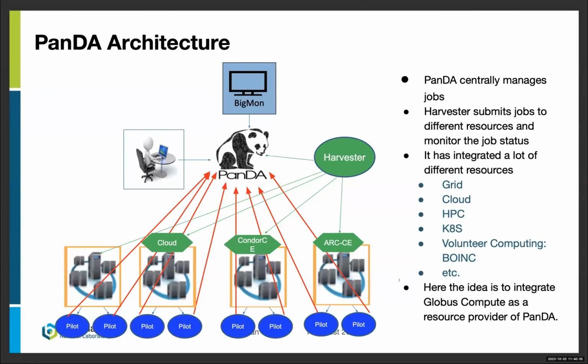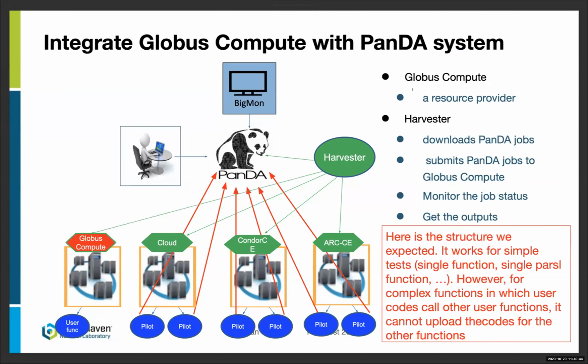Here, the idea for us is to integrate Globus Compute as a resource provider for PanDA. In this architecture, we would like the Harvester to first download the jobs from PanDA and then submit the jobs to Globus Compute. After that, Harvester will monitor the job status and get the outputs. We expected to use this structure.